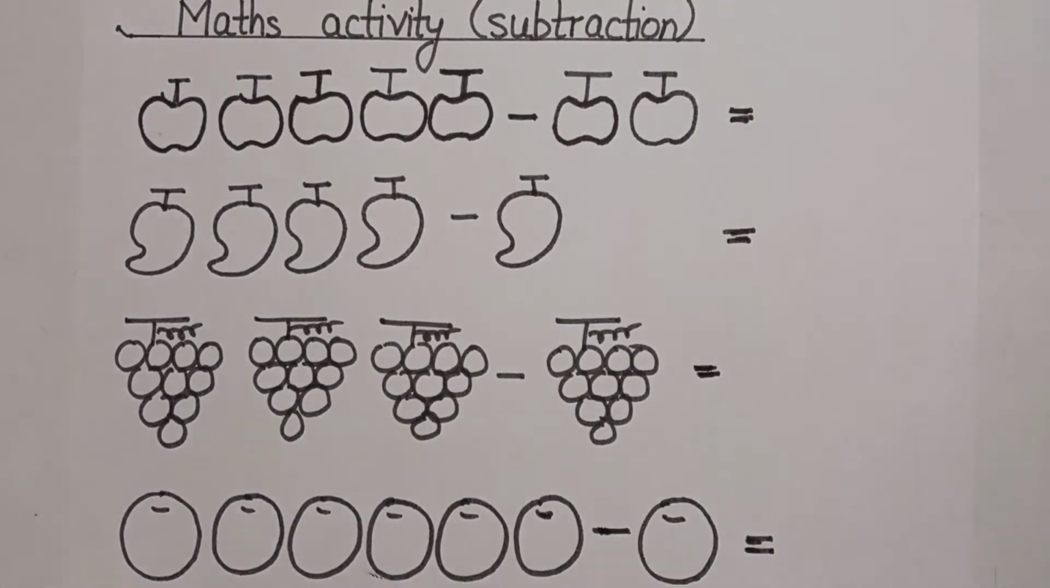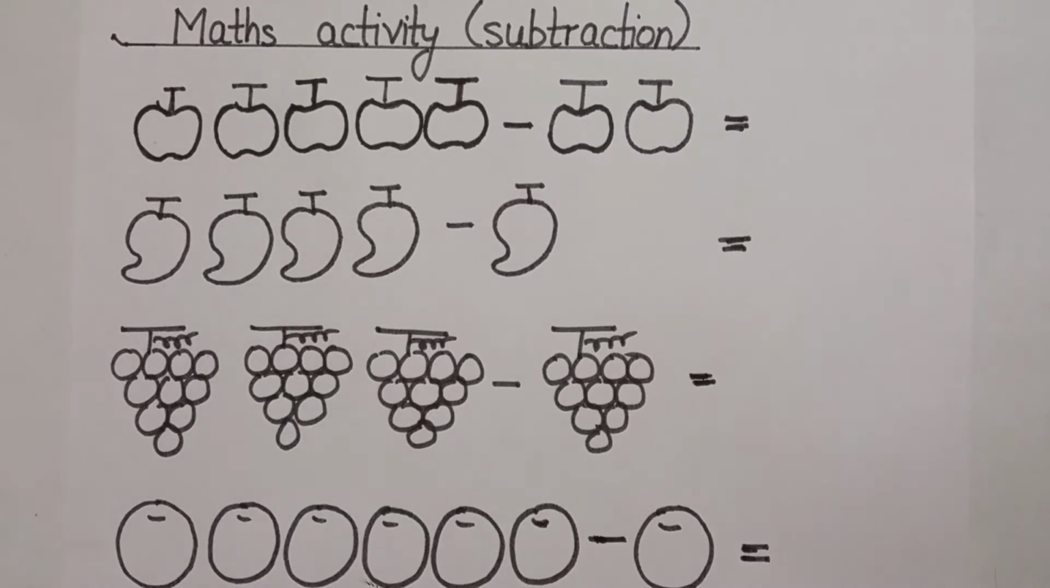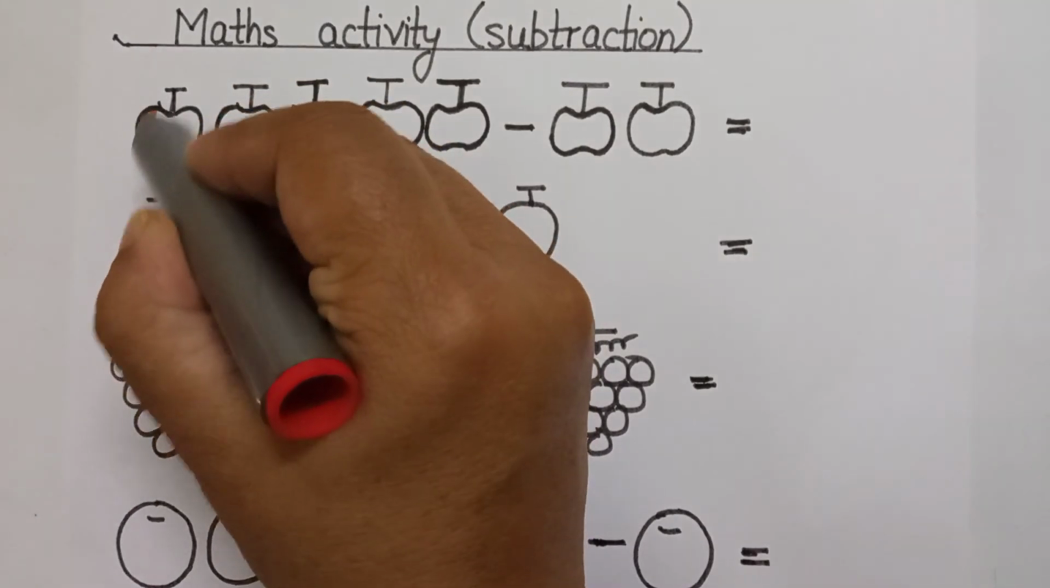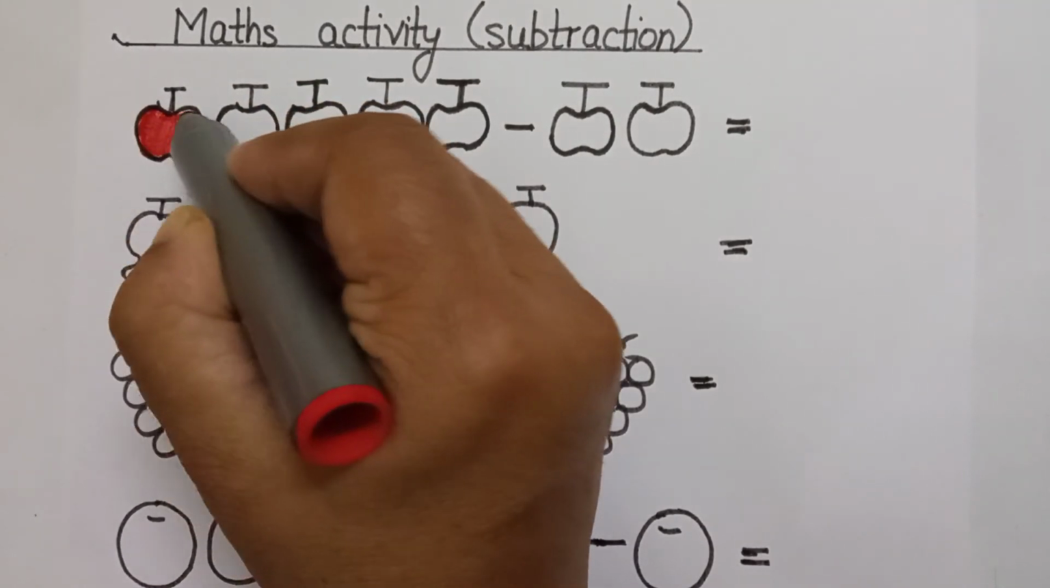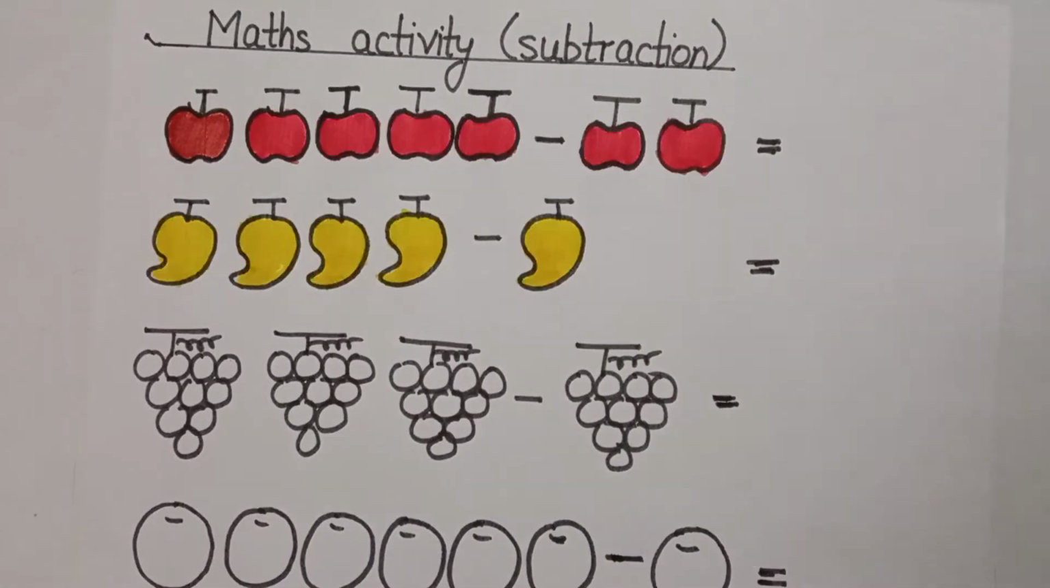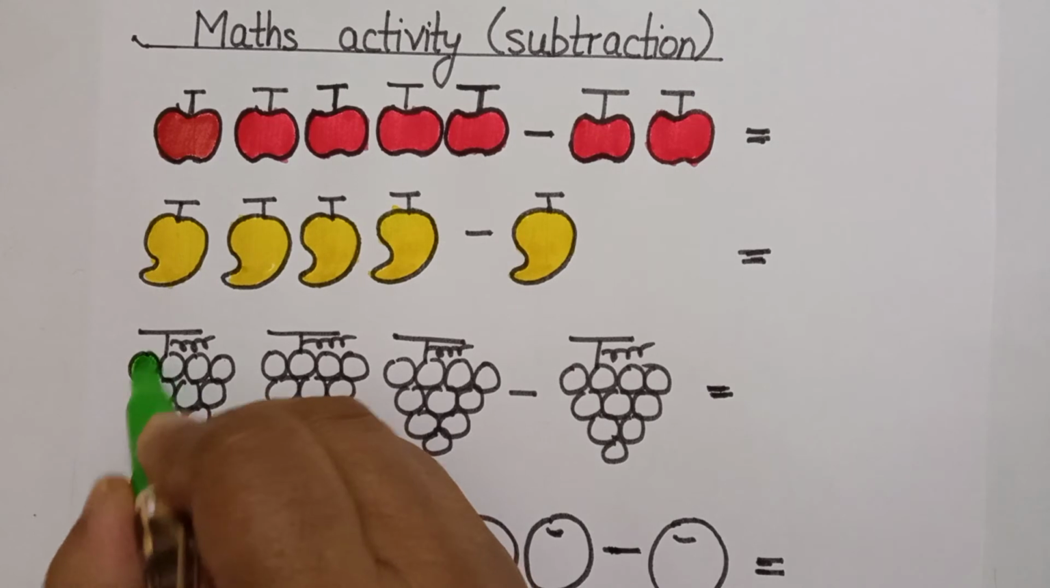Now this activity can be used as a coloring activity also. The child can color it and write the answer also. So you can give them to color, and they know an apple is red in color, so they can color it red. Now you can color the grapes.